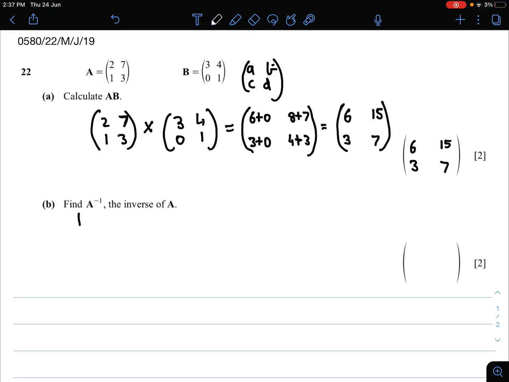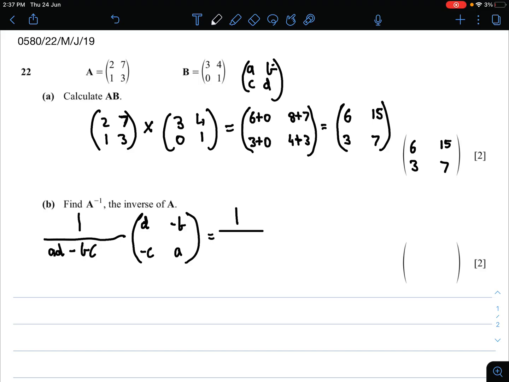So there's a formula. It's a really easy one that you need to remember for the inverse of a matrix. That is 1 divided by AD minus BC, multiplied by the matrix D, minus B, minus C, A. All you need to do is shift the numbers a bit here and there. So let's work this out.